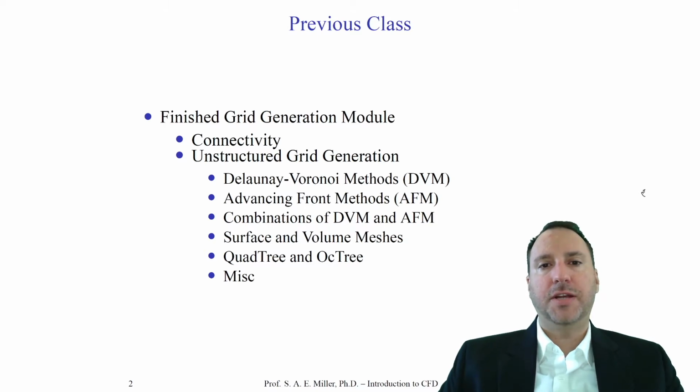There are also combinations or hybrids of these methods, which create even more advanced grids. There are alternative approaches, which we touched on, like the quadtree and octree meshing. Finally, we also looked at the surface and volume meshing approach for creating these three-dimensional unstructured grids.